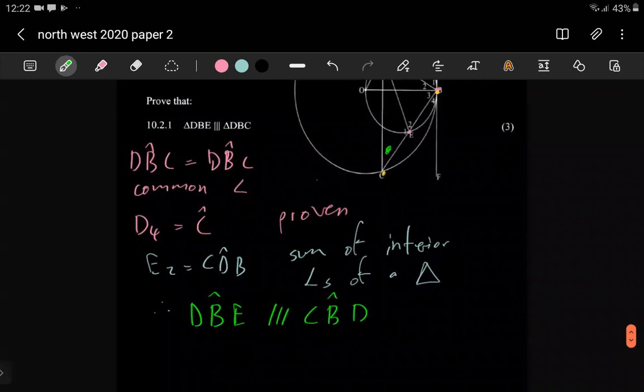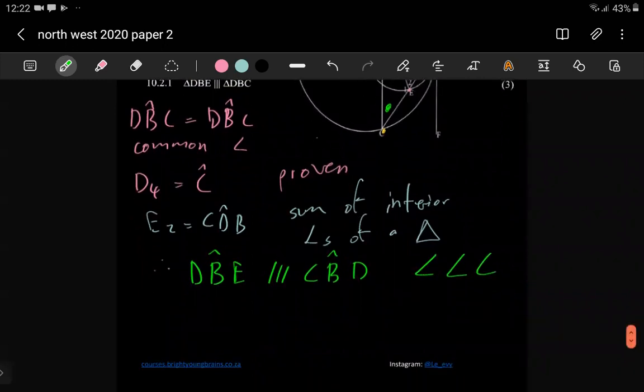Oopsie. These are similar because all angles are equal to each other, you see. And then that will be that. You are good to go.